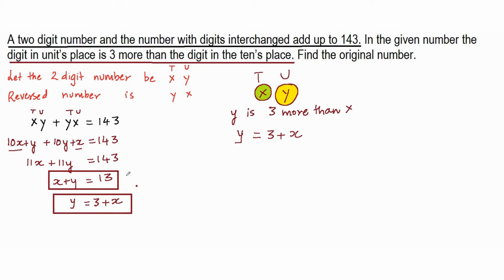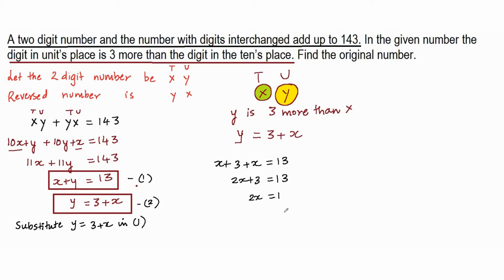So now these are the two equations. I can use the technique of substitution. So I will substitute y equals 3 plus x in the first equation, and what I will get is x plus y can be written as 3 plus x. So 3 plus x is equal to 13, which means 2x plus 3 is equal to 13, which means 2x is 10 or x is equal to 5. Therefore, the value of the digit x is 5, and now let's find the value of y.